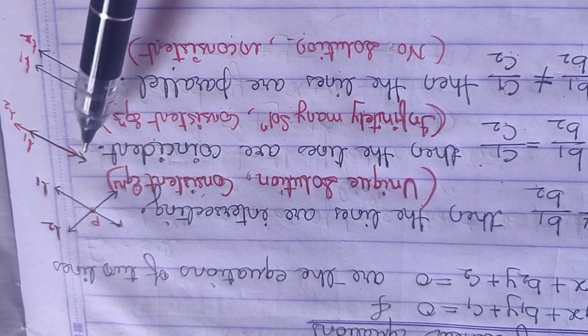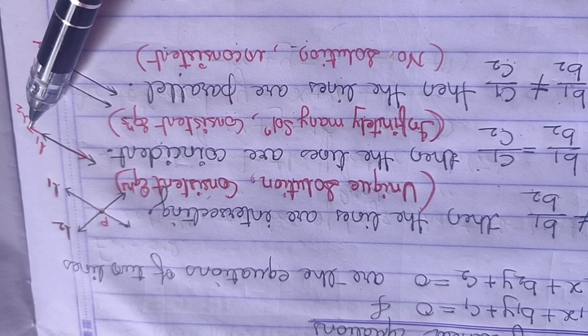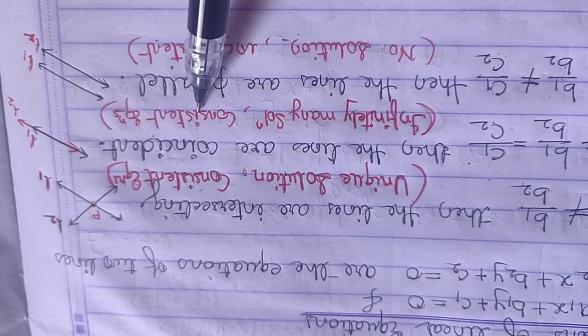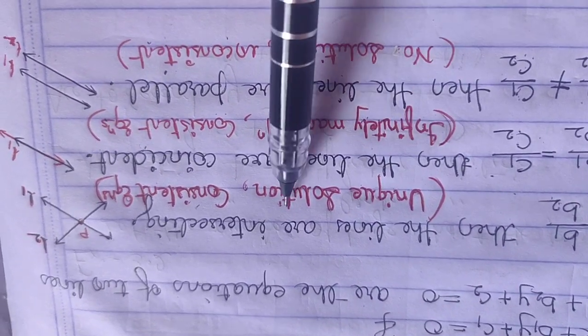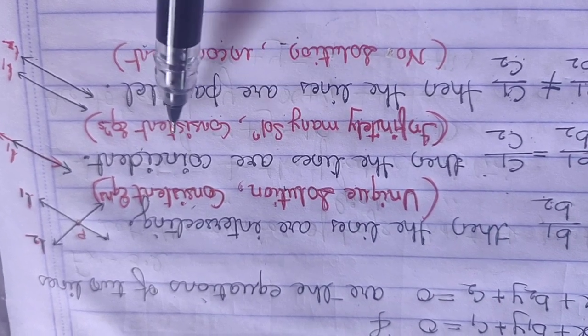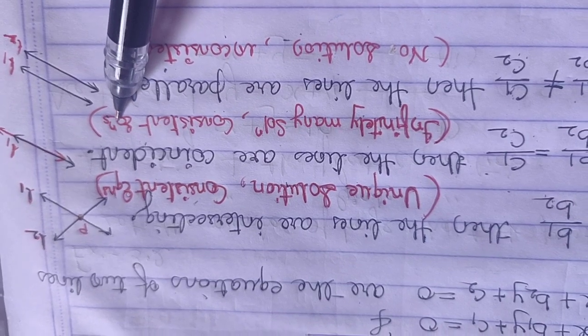Infinitely many solutions means all the points which lie on the line satisfy both the equations, and hence the equations are said to be consistent equations. So if we get the unique solution, equations are consistent. If we get infinitely many solutions, then also equations are said to be consistent equations.